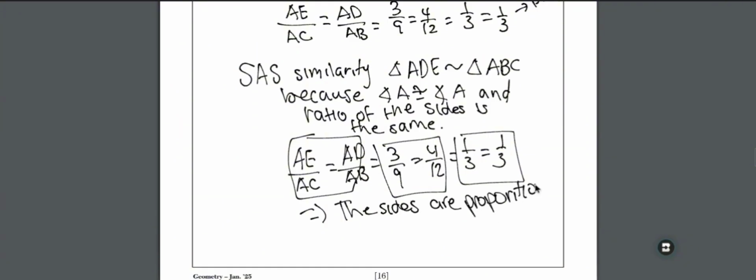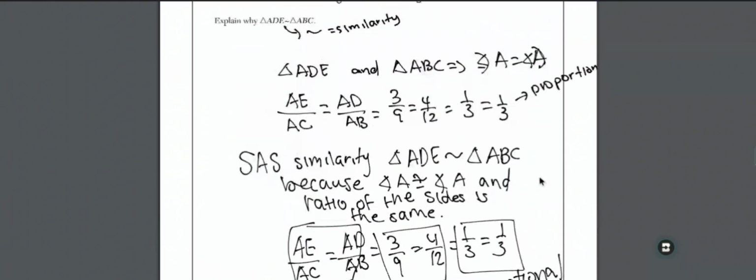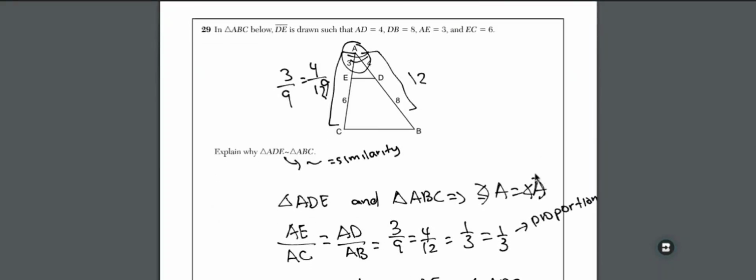And because two sides are proportional, and because the angle is congruent, I can prove that triangle ADE is similar to triangle ABC because, again, angle A is congruent to angle A, and the ratio of the sides is the same, therefore meaning that the sides are proportional. There are other ways to solve this, but this is the first thing that I noticed. I noticed that there's a shared angle and two sides are proportional. 3 is proportional to 9, and 4 is proportional to 12, and it's 1/3 to 1/3, so they are proportional. The side AE to AC is proportional to side AD to AB.